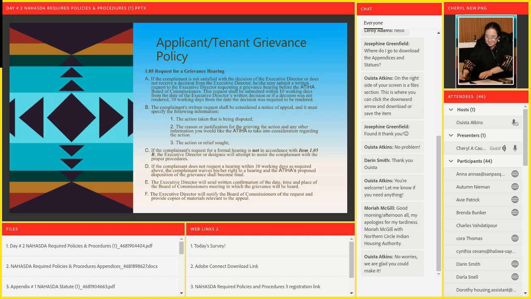The complainant's written request shall be considered a notice of appeal, and it must specify the following information: the action taken that is being disputed, the reason or justification for grieving the action, and any other information you would like the ATIHA to take into consideration regarding the action. The action or relief sought.